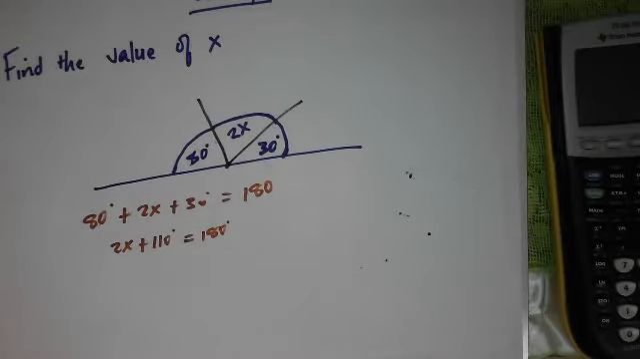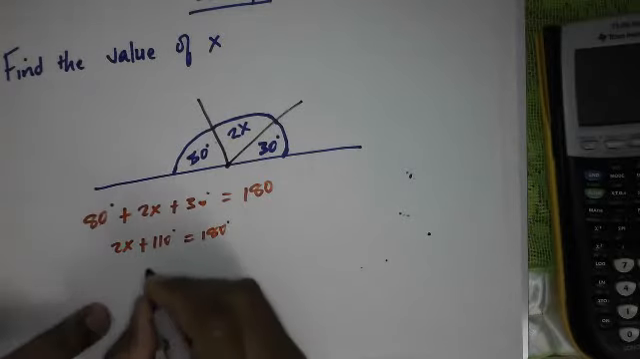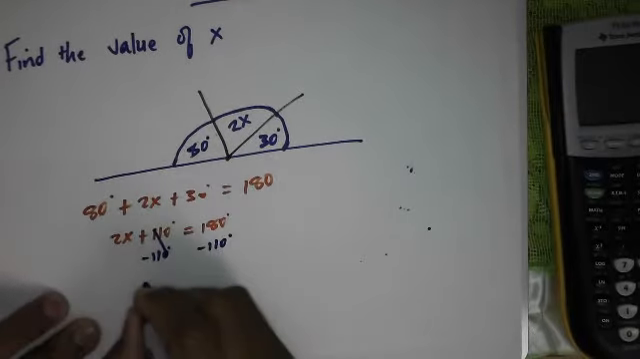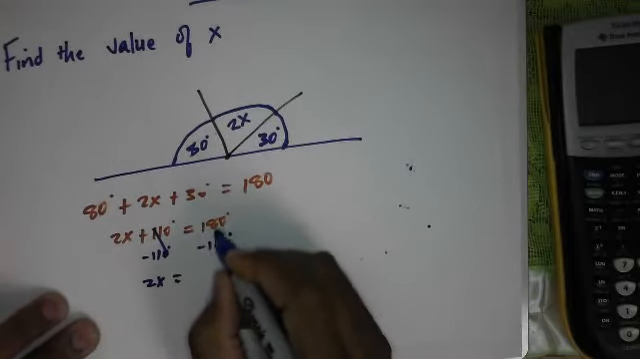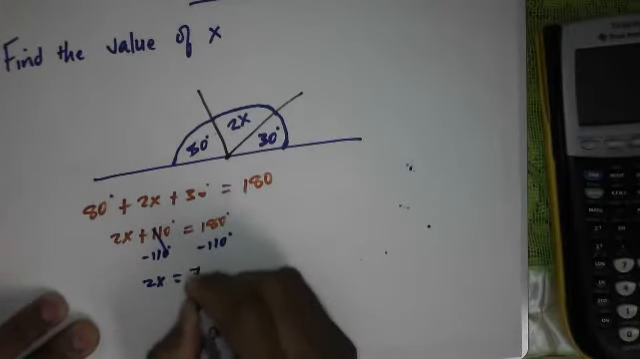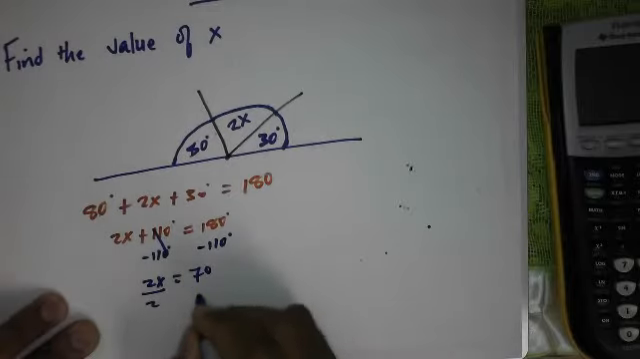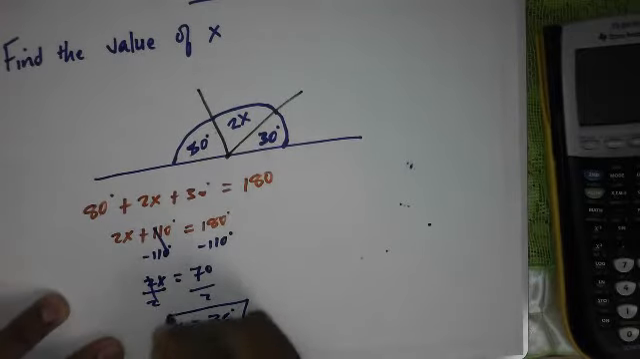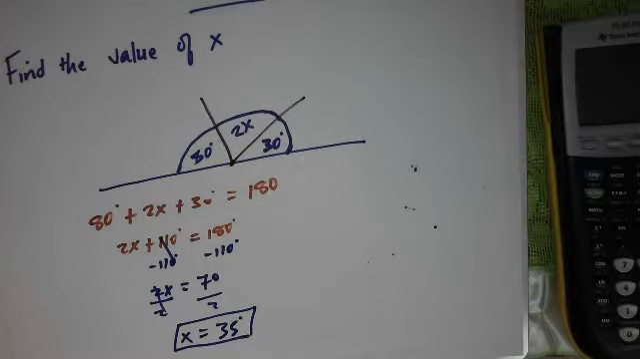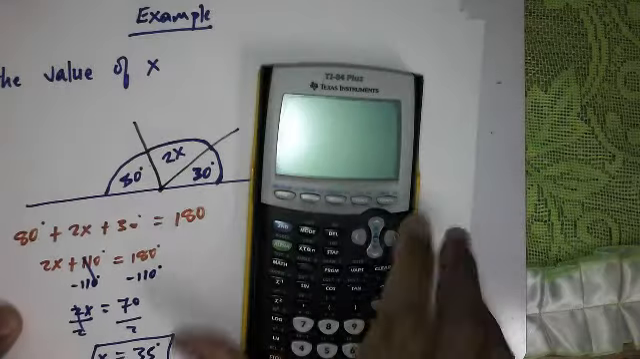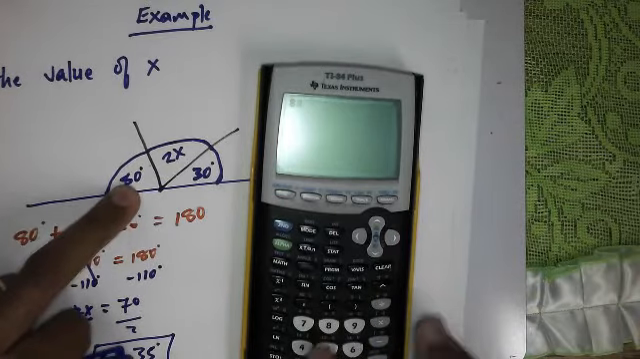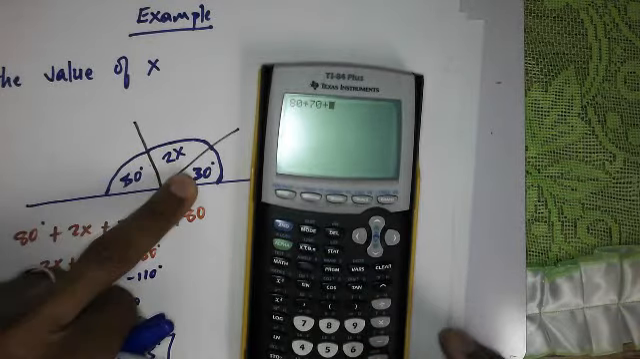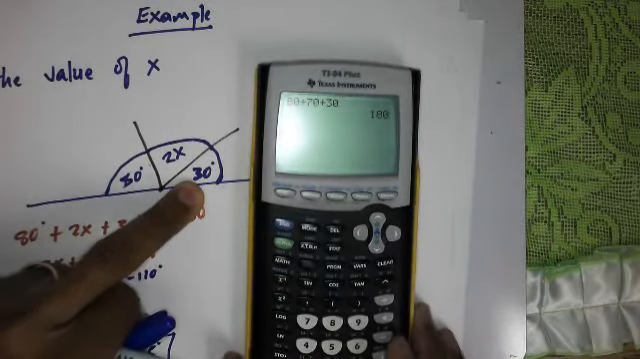Then of course, this is regular algebra. So we subtract 110 from both sides, and that would cancel. So this would be 2x equals 180 degrees minus 110 degrees, that is 70 degrees. And we divide both sides by 2. So x equals 35 degrees. And we could prove it. So 80 plus 2x, that is 70, plus 30 here, and indeed that is 180 degrees.